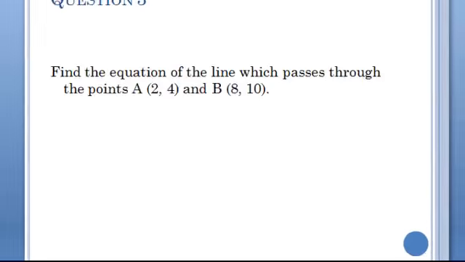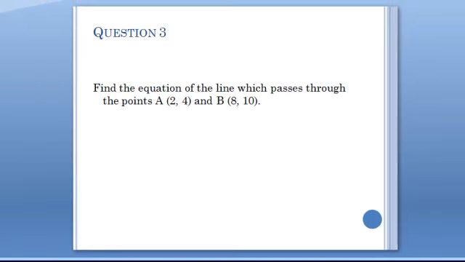So let's look at question 3. Question 3 asks us to find the equation of a line which passes through the points A (2, 4) and B (8, 10). Now there are several methods to find the equation of a line, but each method is dependent on what the question gives us to work with.